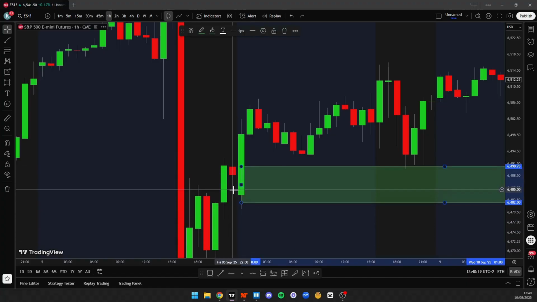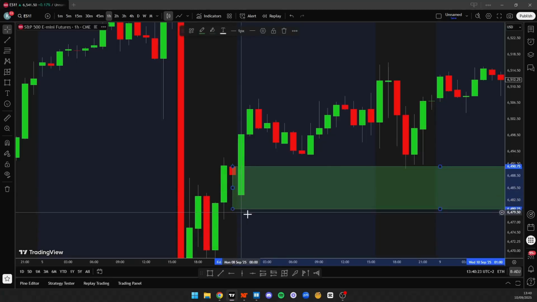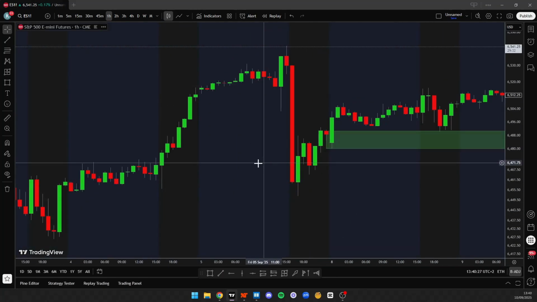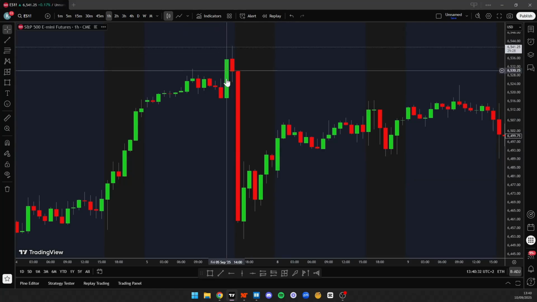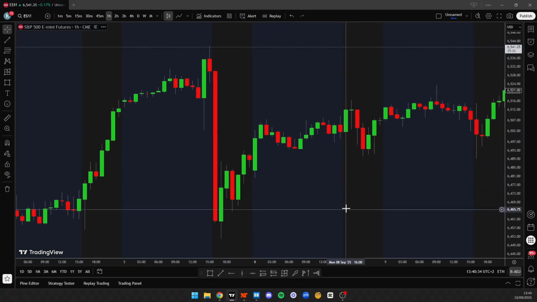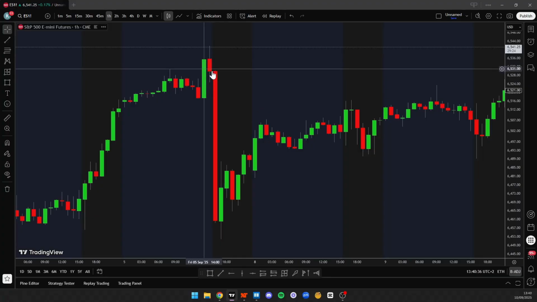And if the wick is shorter than the actual engulfed candle, well, you just draw the whole area and you use the wick of the engulfed candle. Okay, so this would be a valid zone. Now, for example, let me just remove this, we see this big aggressive move to the downside. Okay, clearly there were a lot of sellers there.